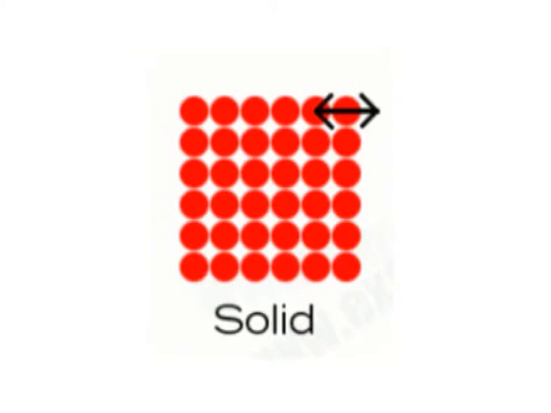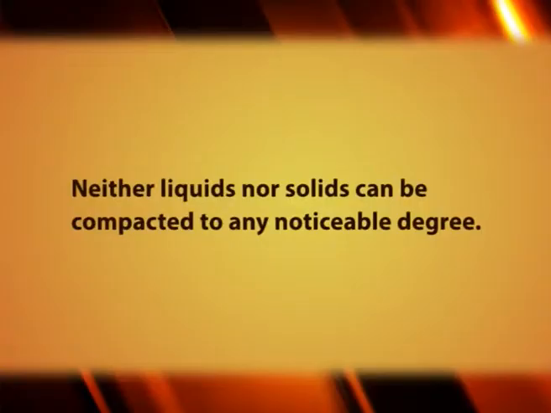A solid, in contrast, has both a definite shape and a definite volume. It is unbending. Neither liquids nor solids can be compacted to any noticeable degree. In a gas, the constituent particles are far away and they are moving at great rapidity, crashing frequently with each other and even into the barriers or the wall of the vessel.